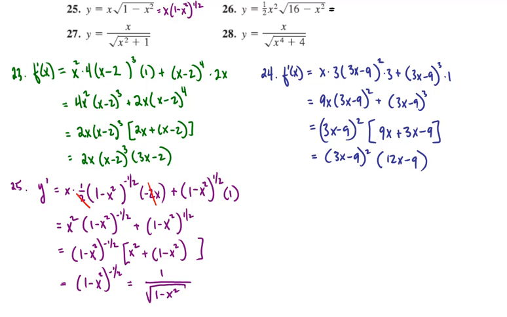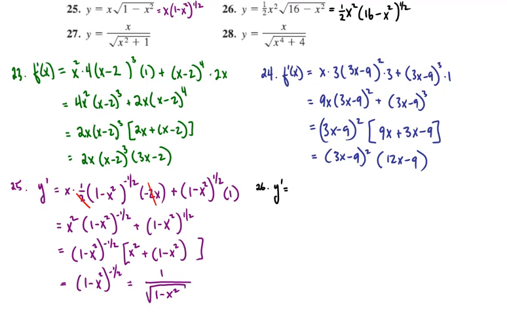Number 26. Again, we can do a simple rewrite there: 1/2 x squared times the quantity 16 minus x squared to the 1/2 power. And so we have a product, and the first function will be 1/2 x squared. The second function will be 16 minus x squared to the 1/2. And so we'll begin. It's 1d2.